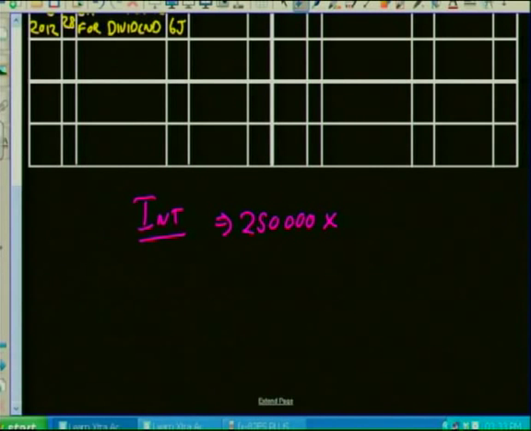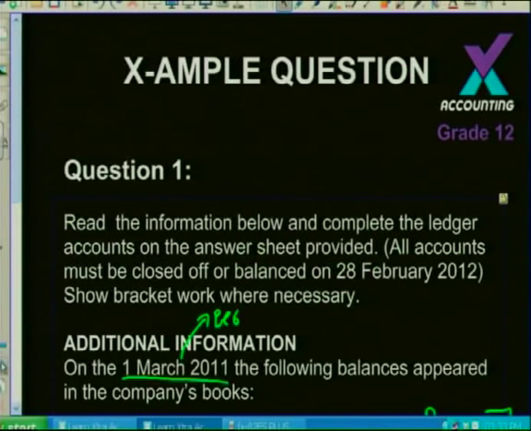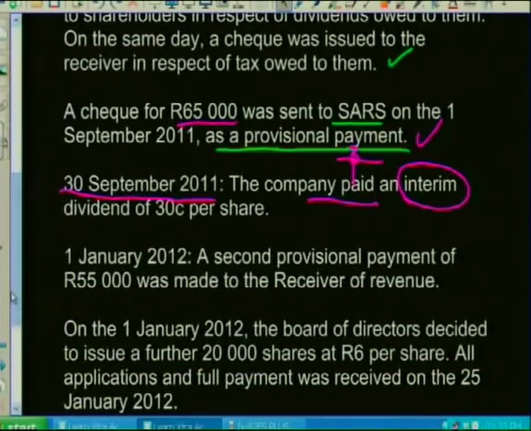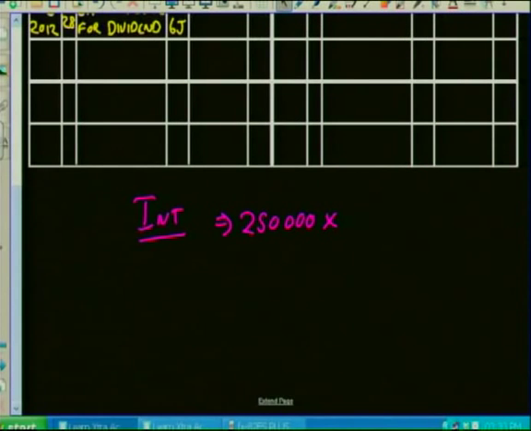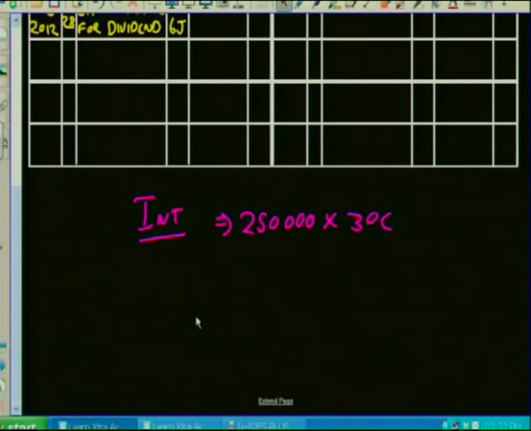Each share or each shareholder is going to receive an interim dividend of, back to that transaction, there we go, interim dividend of 30 cents. Okay, right, so times that by 30 cents. Let's take out our calculators so we can calculate this. So we've got 250,000 shares times each share receives an interim dividend of 30 cents, which gives us an amount of 75,000 that was paid out to our shareholders. So the amount, 35,000. Right, let's now record this.